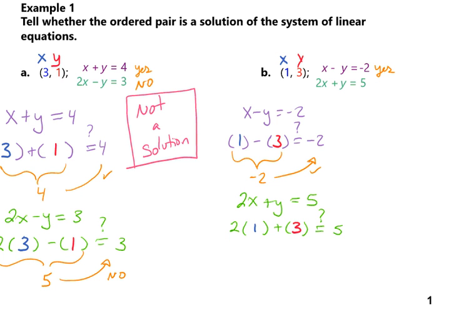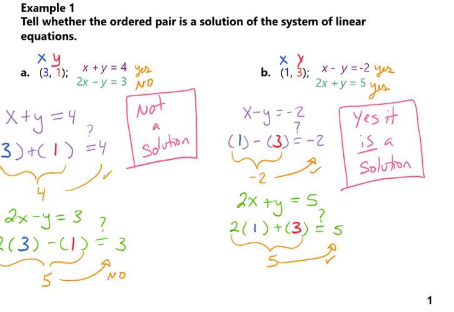So we want to know, is 2 times 1 plus 3 going to equal 5? When we work it out, we get a 5, which in fact matches 5, which tells us that yes. Because both of our equations work with the point (1, 3), we can see that it is going to be a solution.